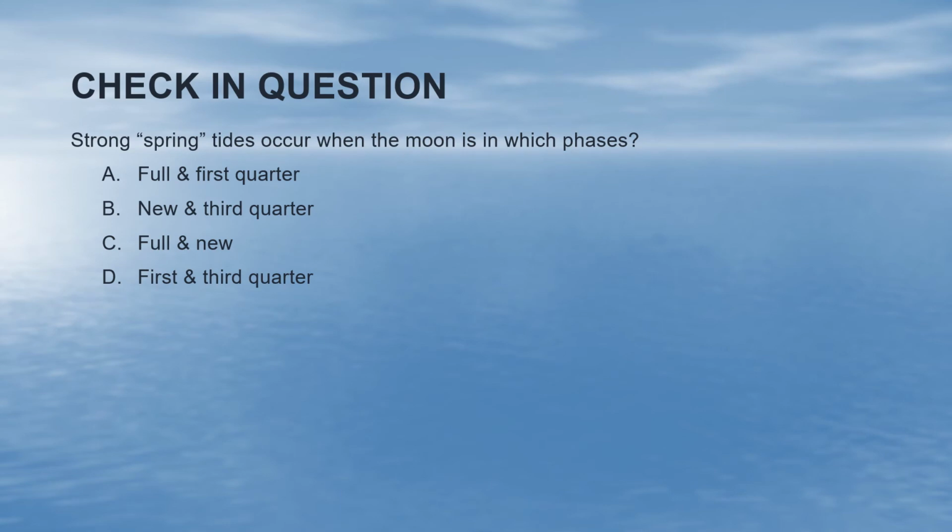For our next check-in question, we ask, strong spring tides occur when the moon is in which phases? So we said there were two phases in which you get these really strong tidal currents called spring tides. Okay, so hopefully you paused and looked back if you didn't remember, or you just knew the answer should be C. The full and the new moon phases, those are the ones in which you have the strongest tidal currents, which are called spring tides.